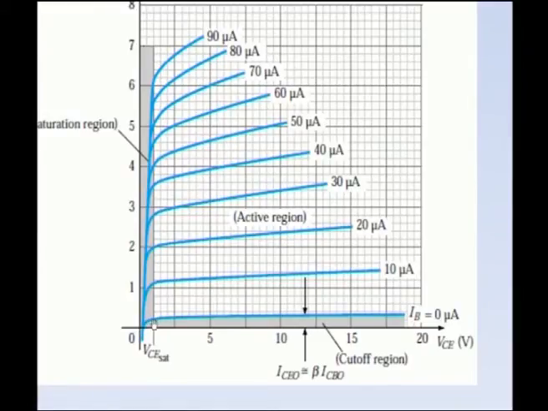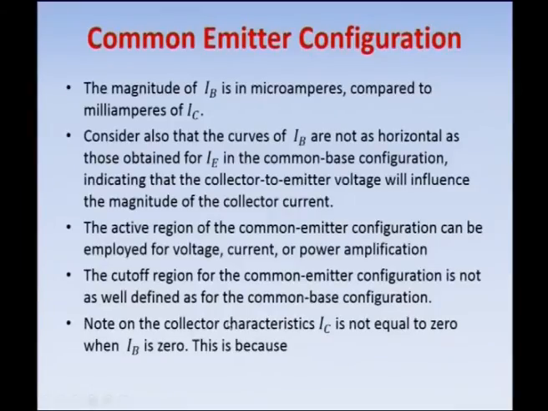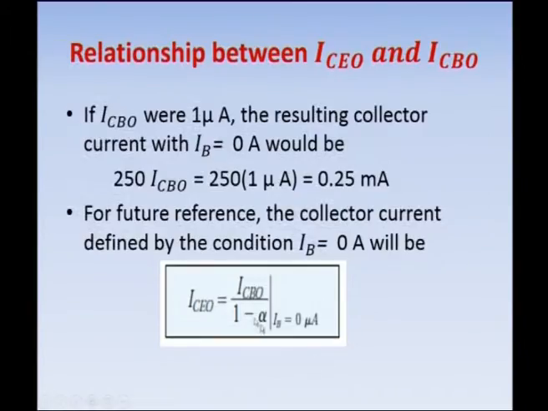But in the case of common base, when the input current is 0, the output current is also 0. But here this IC is affected by the minority carriers that we have seen in this equation. So, IC is equal to 250 ICBO. If you take ICBO as 1 microamp, then 0.25 milliamps is the current flowing in the output characteristics. Further, you have to deal with ICEO is equal to ICBO by 1 minus alpha.